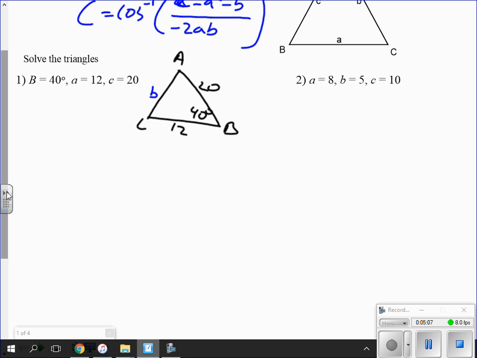So I set it up. So it's the side opposite, b squared, is equal to the square of the other two sides, and it doesn't really matter which one you put first. 20 squared plus 12 squared minus 2 times 20 times 12, which is just the other two sides, times the cosine of the angle opposite the side I'm looking for.